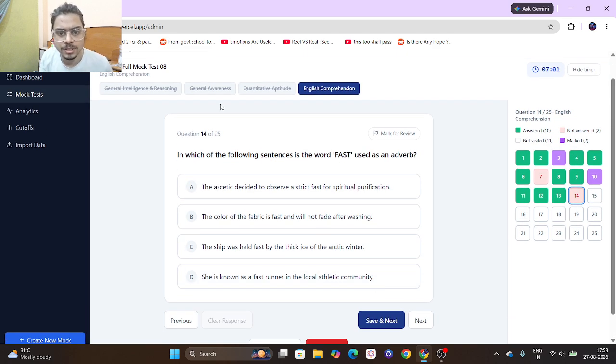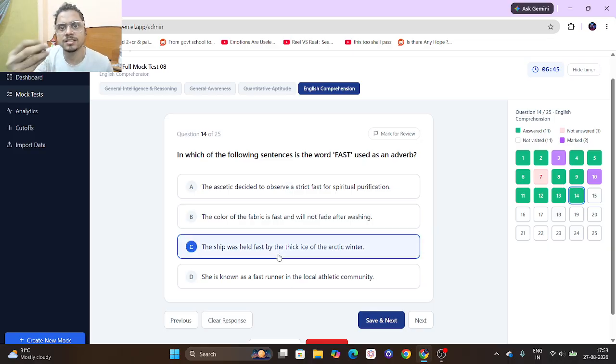In which of the following sentences is the word fast used as an adverb? The ascetic decided to observe a strict fast for spiritual purification. The color of the fabric is fast and will not fade. The ship was held fast. Yes. So an adverb is something that describes the nature of a verb. So held is the verb and fast is the adverb.